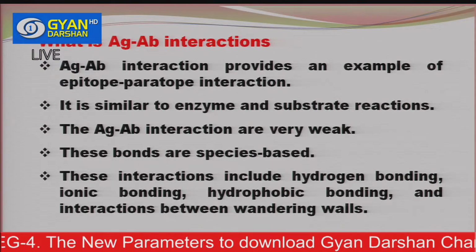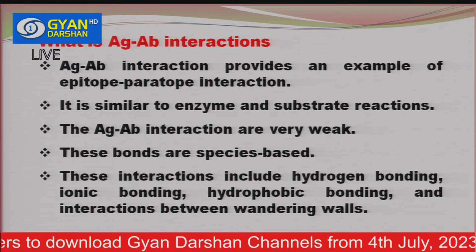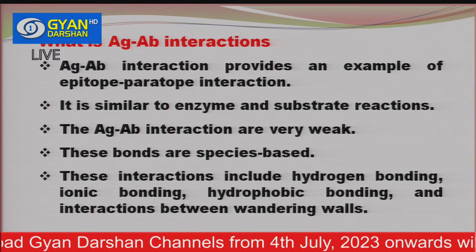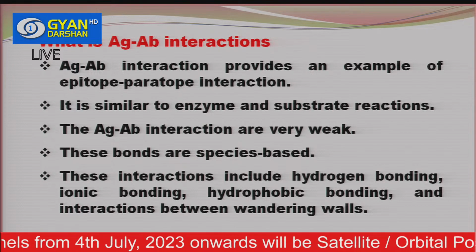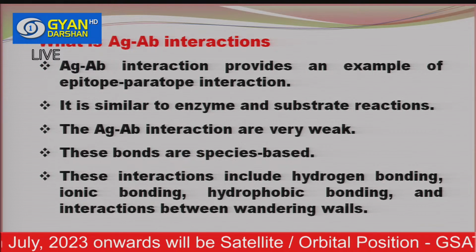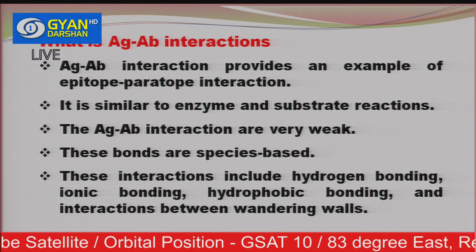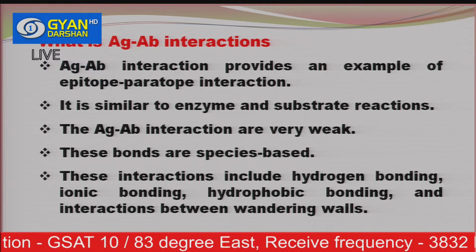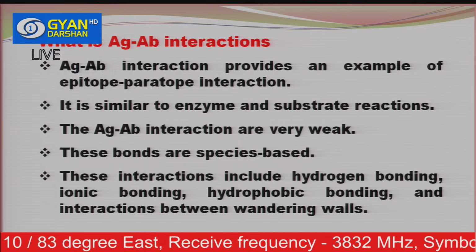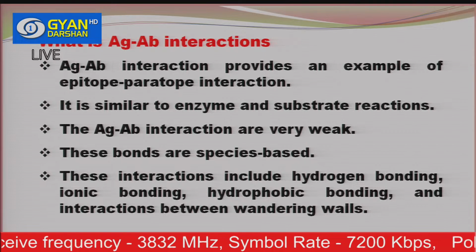In this slide, I want to discuss what the antigen antibody interaction is. The antigen antibody interaction provides an example of the epitope paratope interaction. Epitopes are available on the antigen, and paratopes are available on the antibody. They will interact with each other, and then neutralize the pathogen, neutralize the antigens. It is similar to an enzyme and substrate reaction. The paratope and epitope interaction is just like the enzyme and substrate reaction.